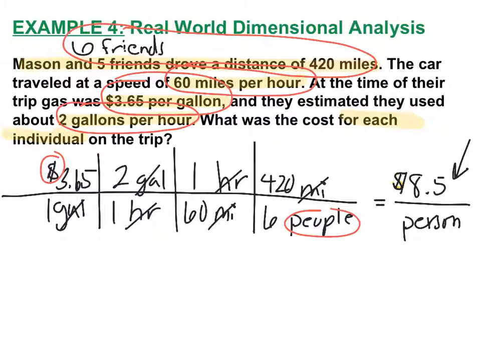$8.52 because it's 8.516666 and the 6 keep going, and I'm going to round up because money is rounded to the nearest hundredth. So my final answer is going to be $8.52 per person. That's how much it would cost for each person to go on this trip.